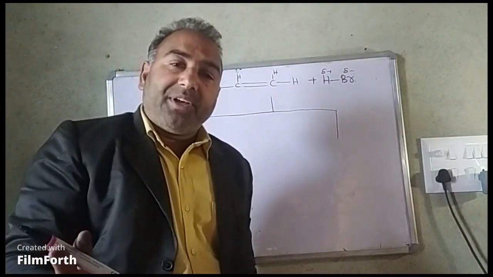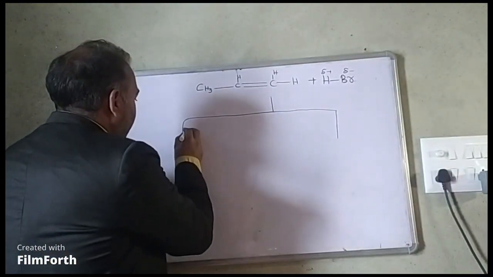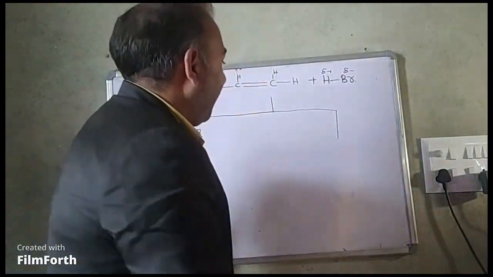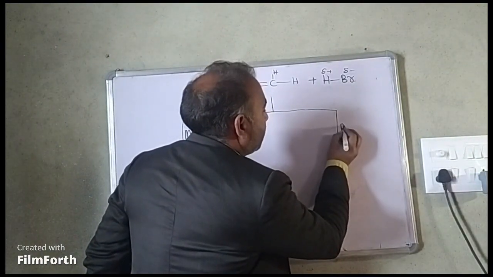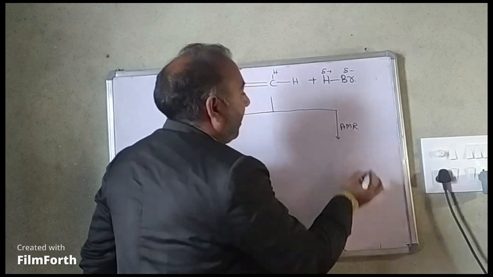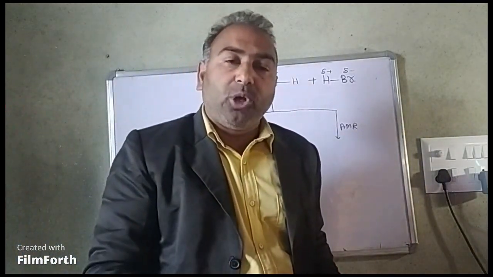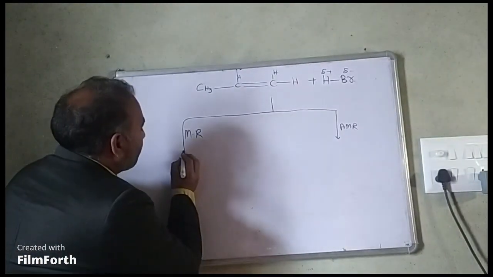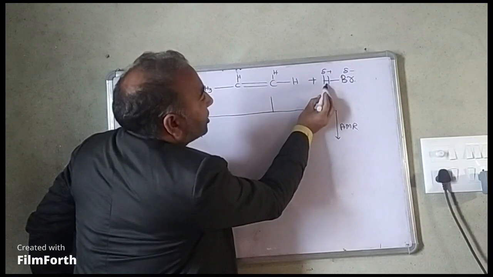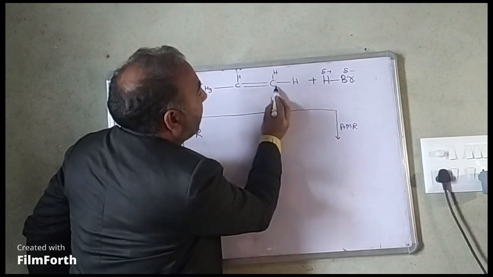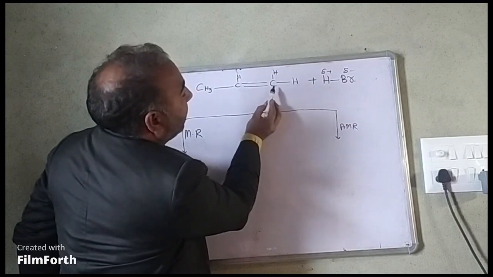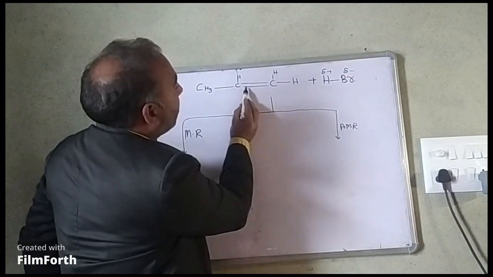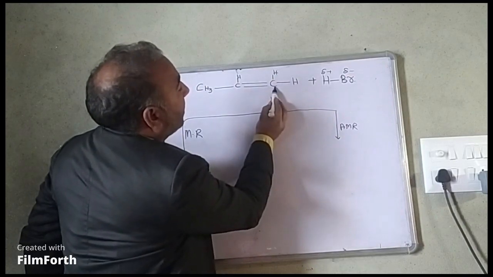So path number first is MR, Markovnikov's rule. And the second alternative is AMR, anti-Markovnikov's rule, opposite to that of Markovnikov's rule. Let us write the first option. This is H. It will go to that carbon which has more hydrogens. Remember, this has two hydrogens and this has one hydrogen. So according to Markovnikov's rule, this H positive will go to the terminal carbon.